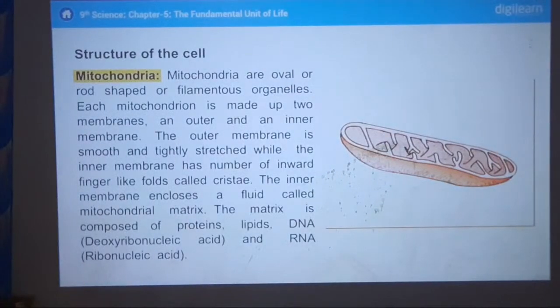Mitochondria. Mitochondria are oval or rod-shaped or filamentous organelles. Each mitochondrion is made up of two membranes, an outer and an inner membrane. The outer membrane is smooth and tightly stretched, while the inner membrane has a number of inward finger-like projections called cristae. The inner membrane encloses a fluid called mitochondrial matrix. The matrix is composed of proteins, lipids, DNA, that is deoxyribonucleic acid, and RNA, that is ribonucleic acid.